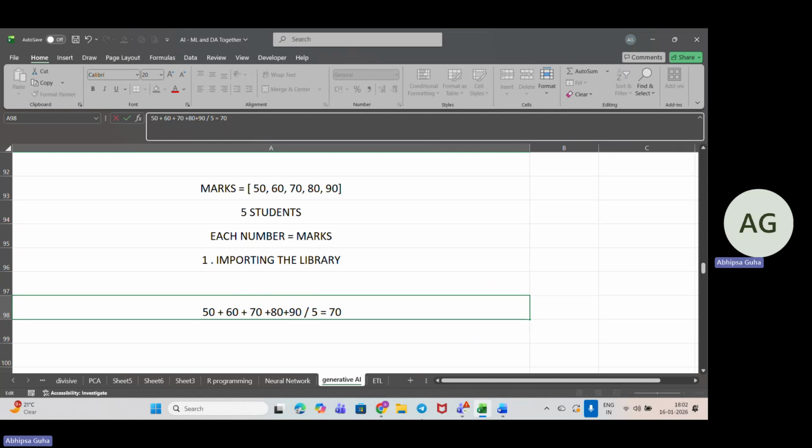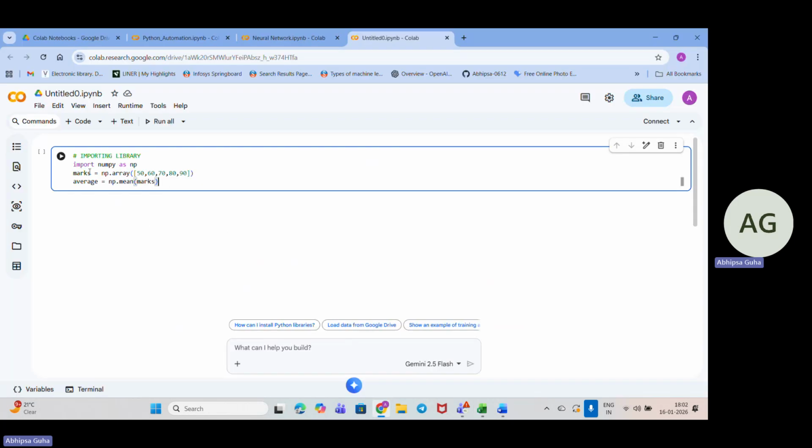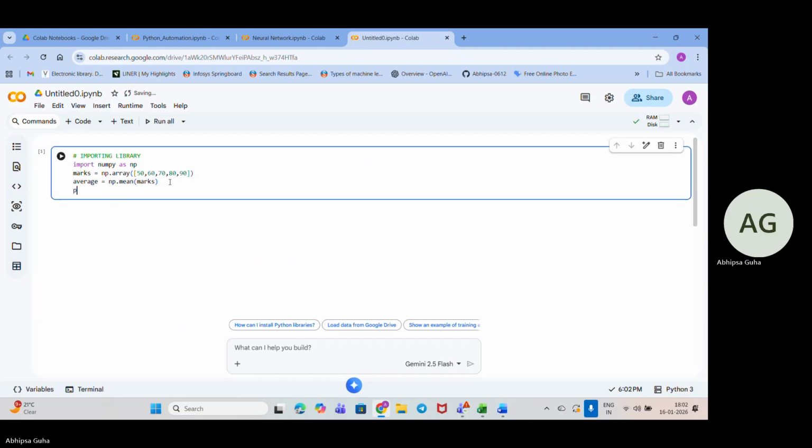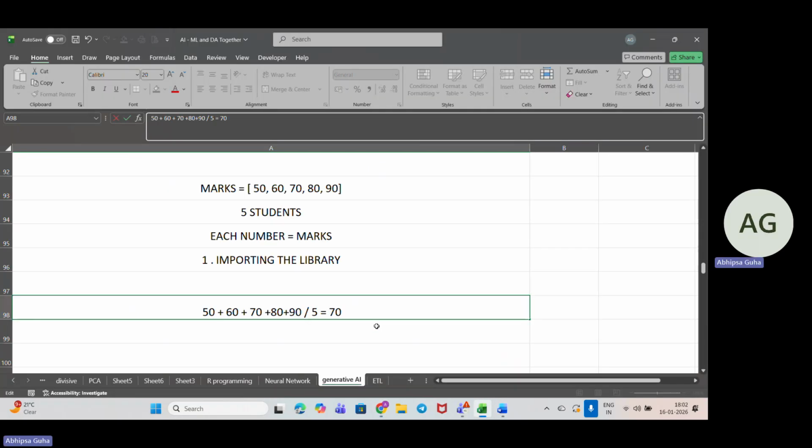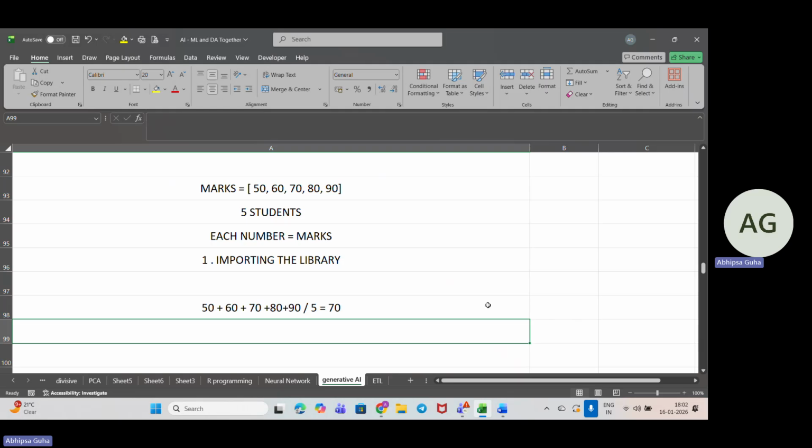Let's check here. So we have run it. Let's just run this. So we have got the value as 70. Right? Here also we have got the value as 70. So ChatGPT knows what mean is, why it is used, and how to explain it. It does all of it accordingly.